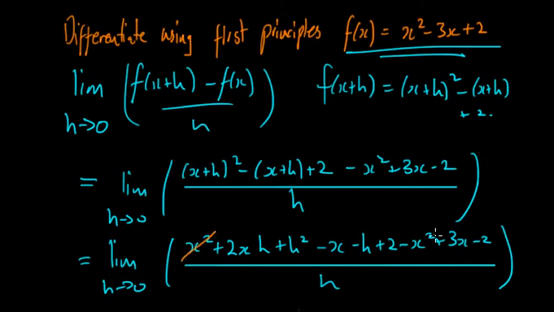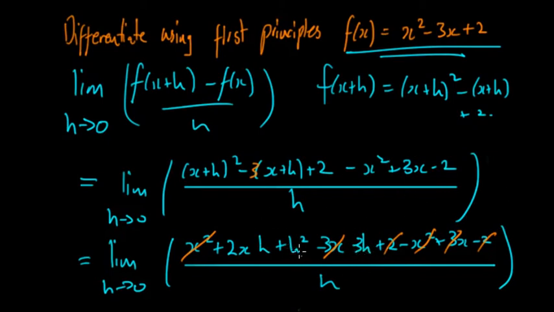So x squared minus x squared. Then minus 3x, I've forgotten a 3 there. So we're going to get minus 3x minus 3h. So that minus 3x cancels with the plus 3x. The minus 3h doesn't cancel. The plus 2 and the minus 2 cancel. We're left with 2xh plus h squared minus 3h.